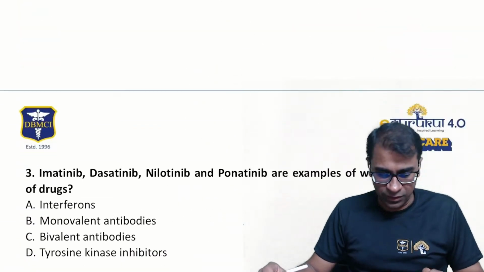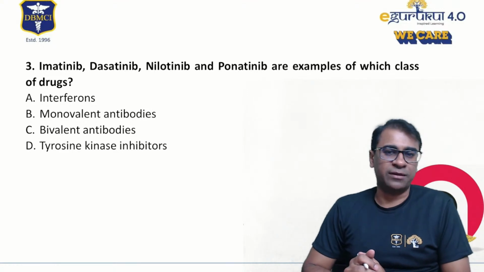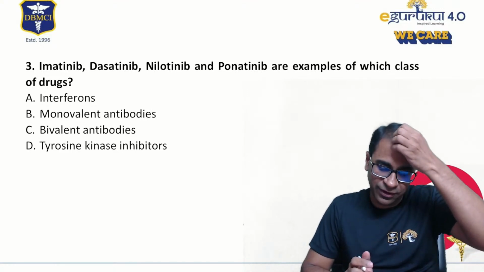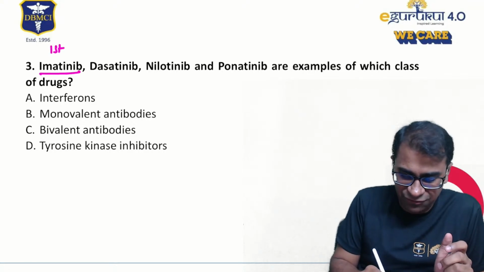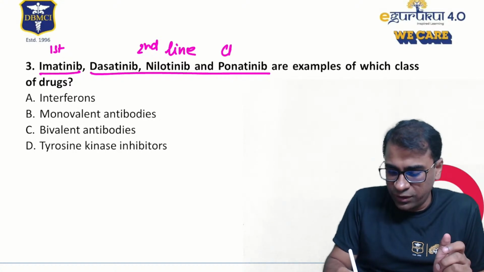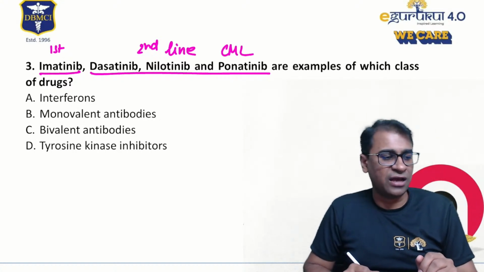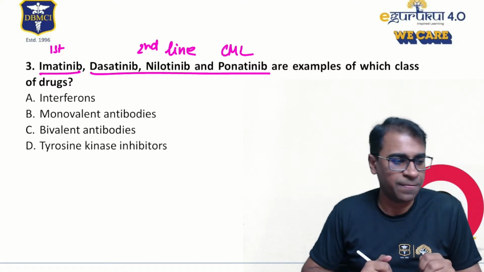Okay. Next question. Imatinib, dasatinib, nilotinib, and ponatinib. There are four types of tinib drugs, and they are second line drugs; imatinib is the first line, obviously. These are the second line treatment of chronic myeloid leukemia. Are which classes of the drug? What is the answer, guys? Everyone, what is the answer here?